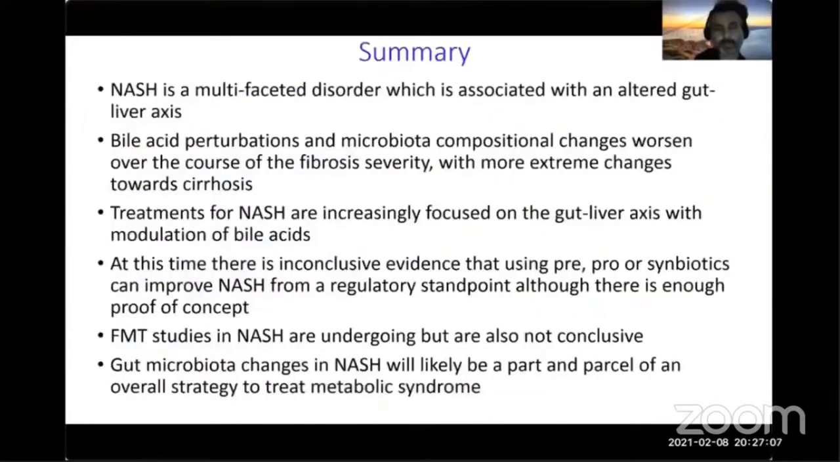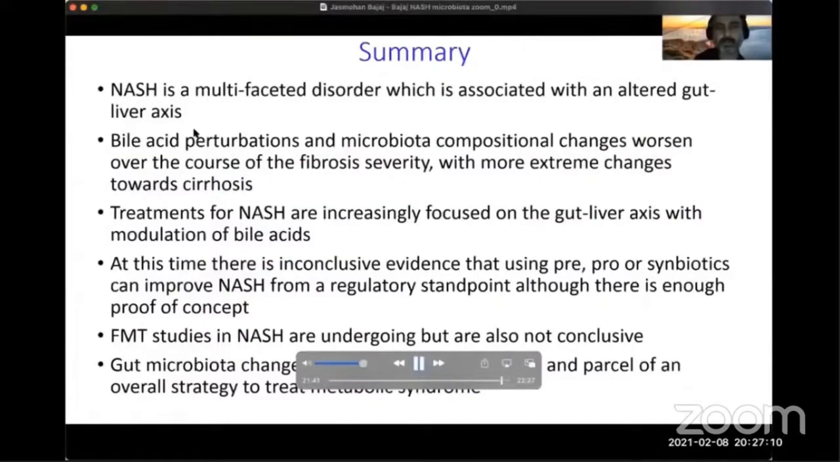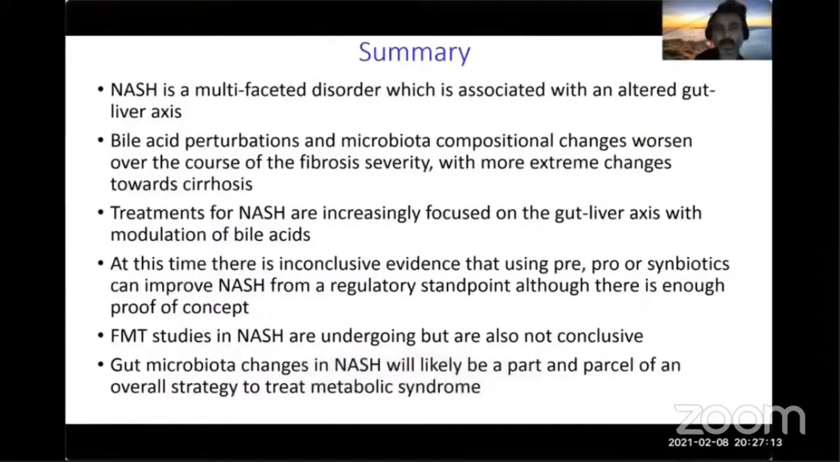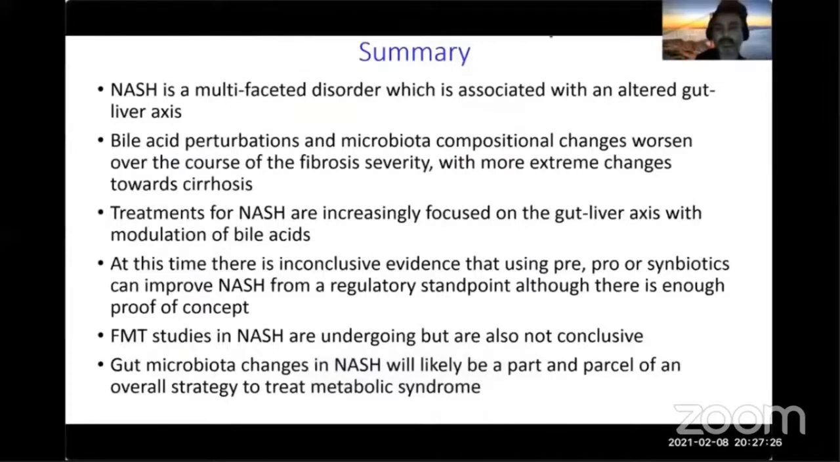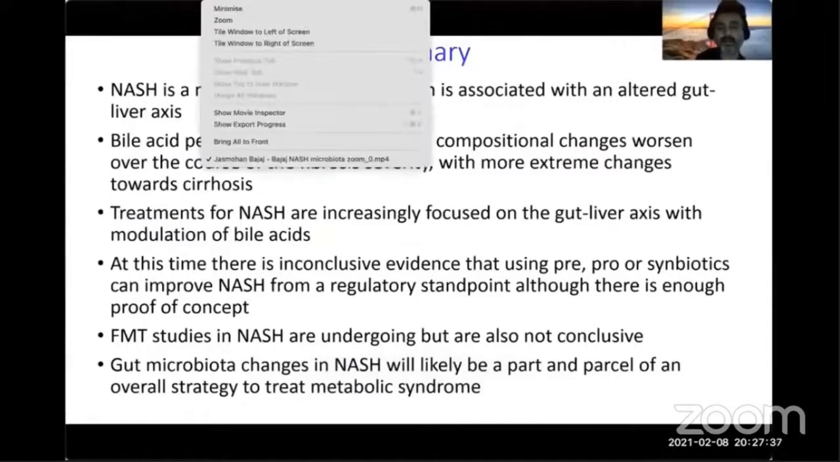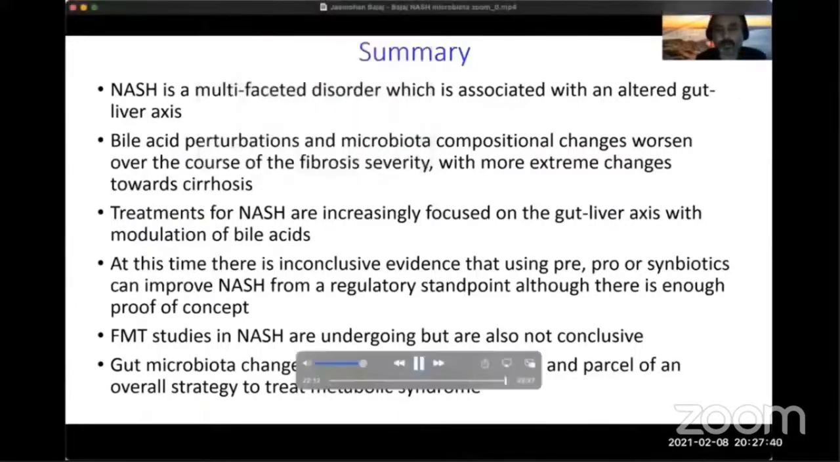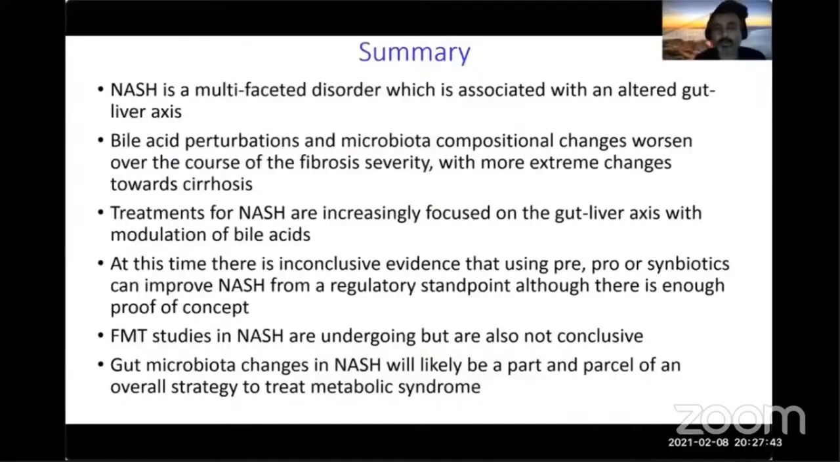So in summary, NASH is a multifaceted disorder which is associated with an altered gut-liver axis. Bile acid perturbations and microbial composition changes worsen over the course of fibrosis severity, with more extreme changes towards cirrhosis. Treatments for NASH are increasingly focused on the gut-liver axis and modulation of bile acids. At this time, there is inconclusive evidence that using pre-, pro-, synbiotics or other approaches can improve NASH from a regulatory standpoint, although there's enough proof of concept. FMT studies in NASH are underway, but again are not conclusive. Gut microbiota changes in NASH will likely be part and parcel of an overall strategy to treat metabolic syndrome.